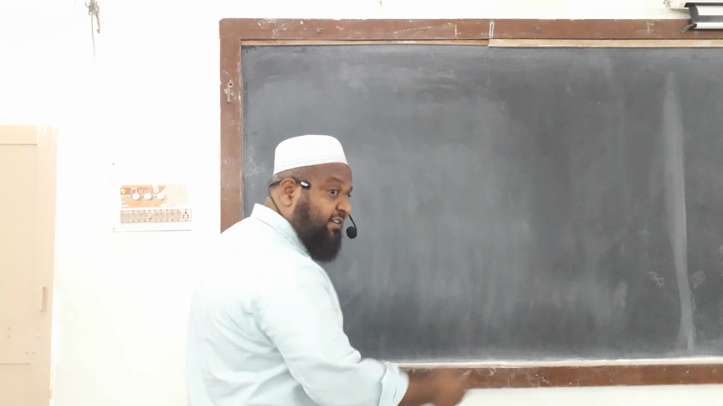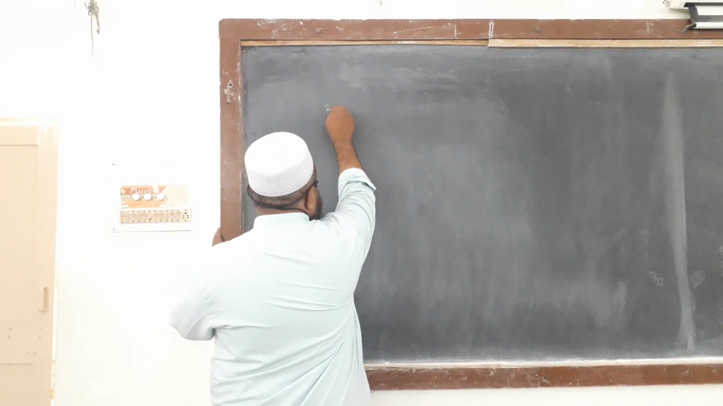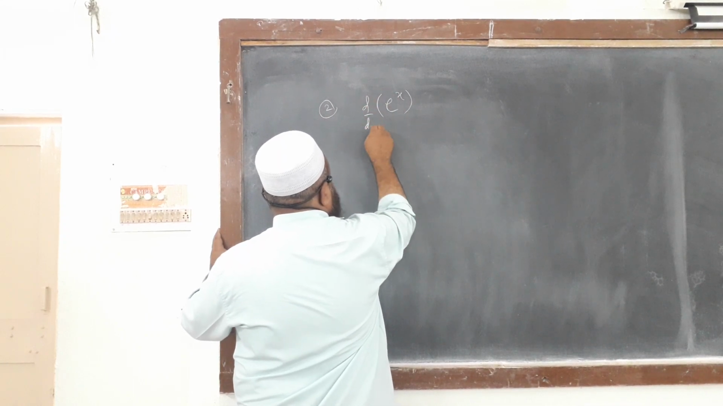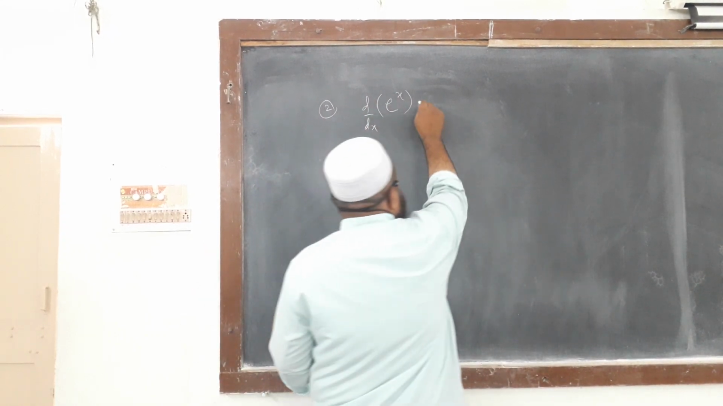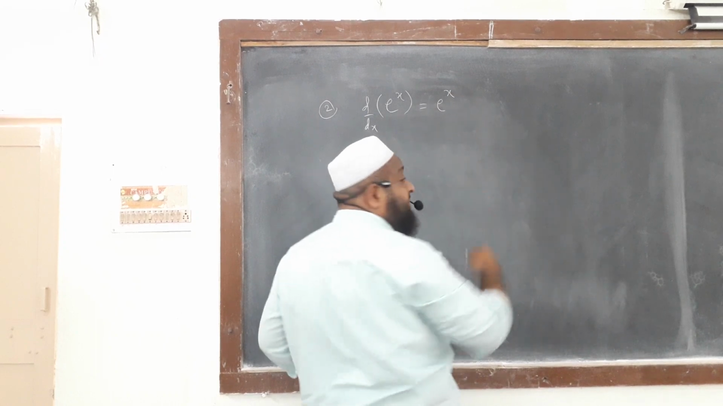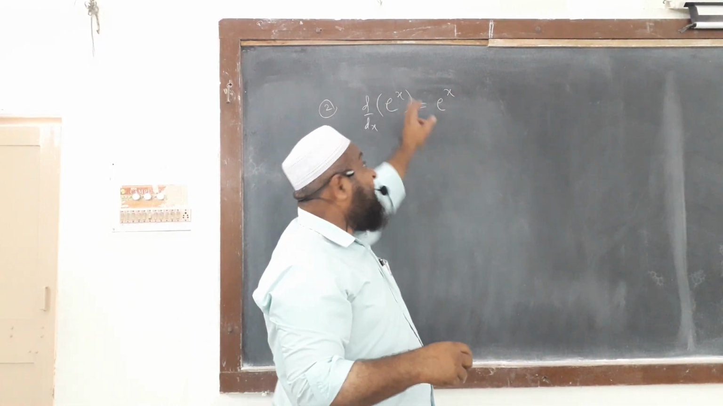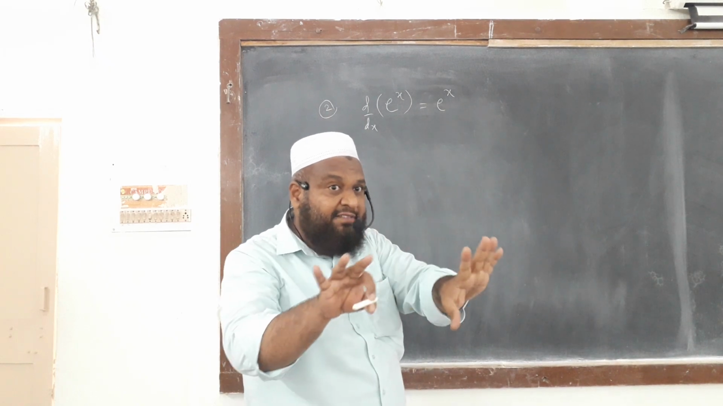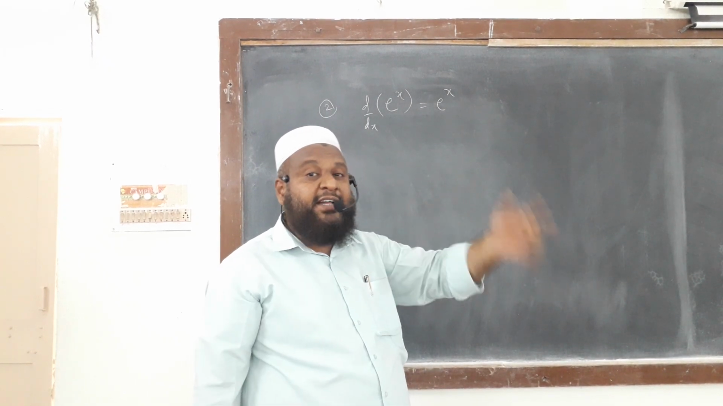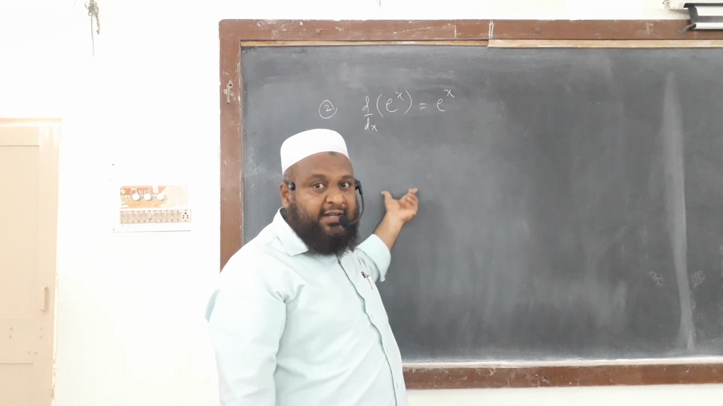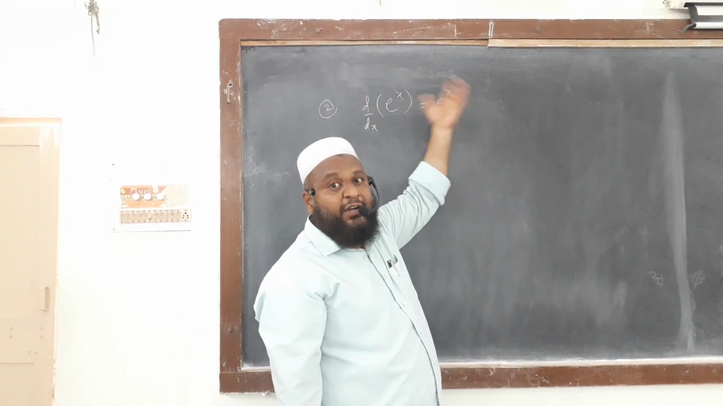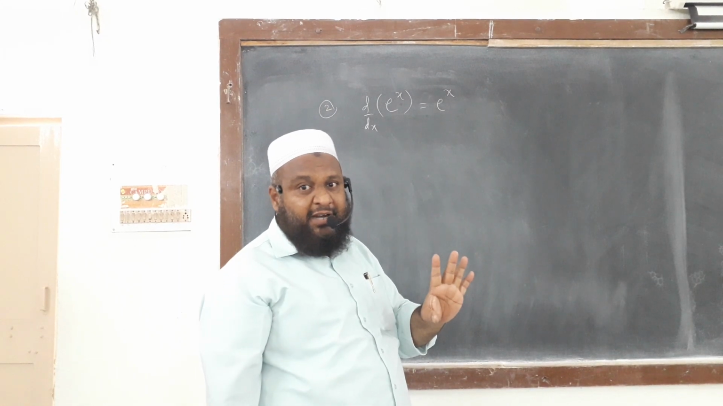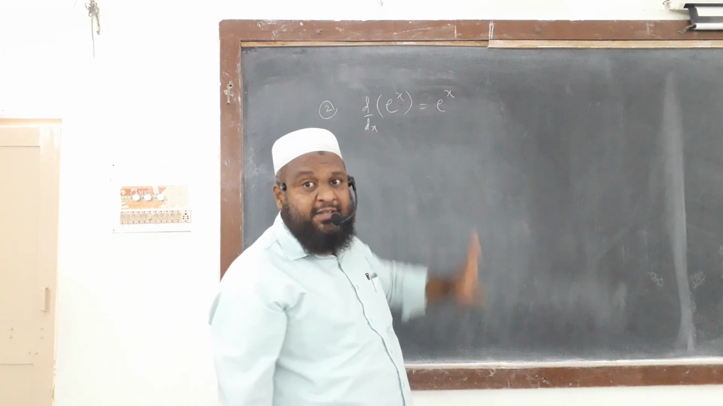The second most repeatedly used formula is d by dx of e to the power of x, which is equal to e to the power of x. If e to the power of 2x comes, then it is 2 into e to the power of 2x, but I am not arriving at that because that can be done using the chain rule. I will explain that chain rule. So basically we are taking just the variable x. So the derivative of e power x is e power x.